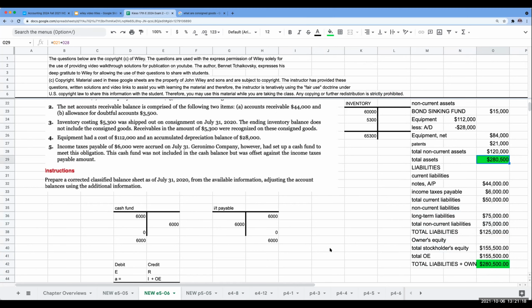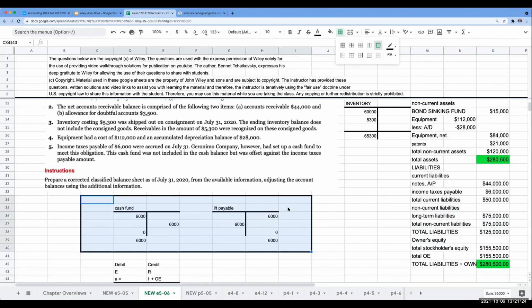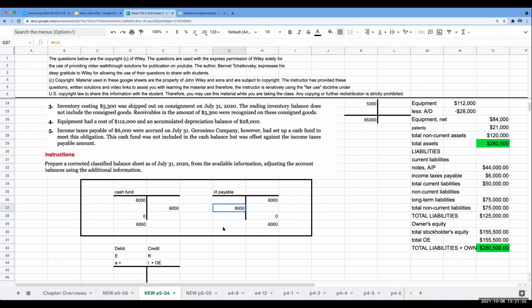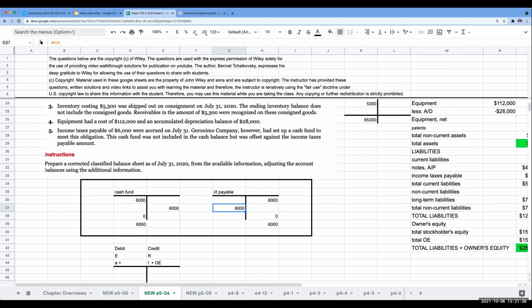So the thing that kind of messed me up when I was originally doing the problem was this part right over here, because basically, they did some kind of an offsetting entry, which you can't do. But again, that's how they're showing this. So this is your solution for this particular question.